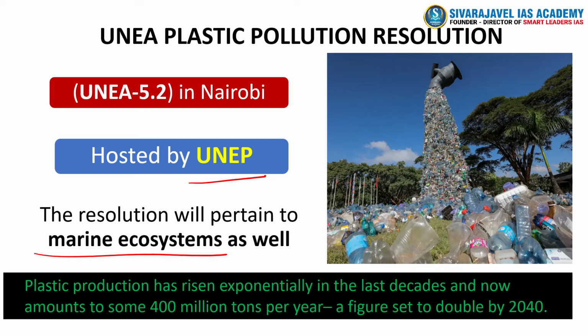And another important information is that plastic production has been increasing exponentially. In the last decade it amounts to 400 million tons per year, and they say it could double, that is 800 million tons per year, in 2040. What is it? Plastic production. We are producing so many plastics. So why do we produce so many plastics? Because we fail to recycle plastics.